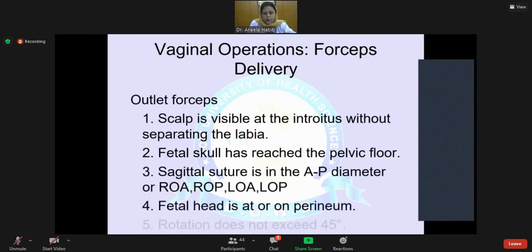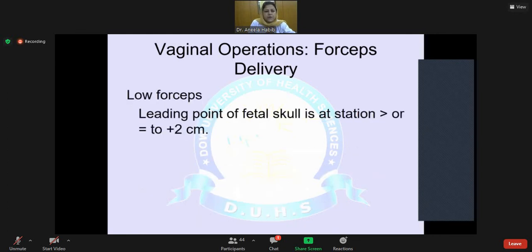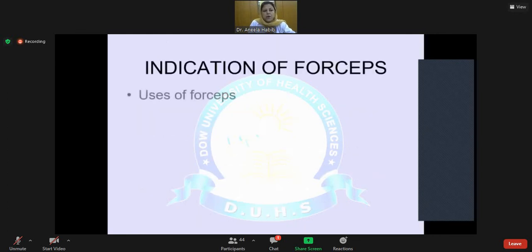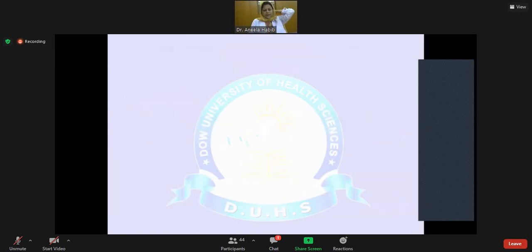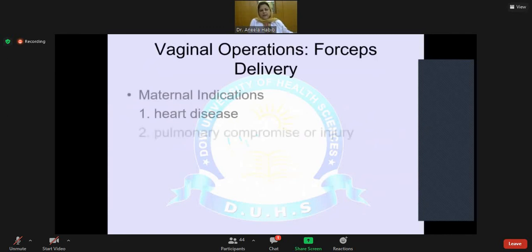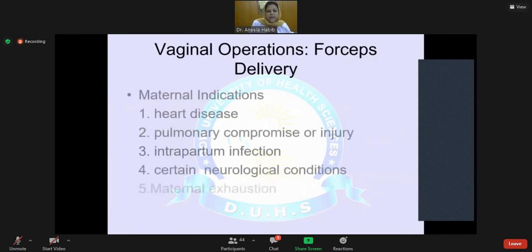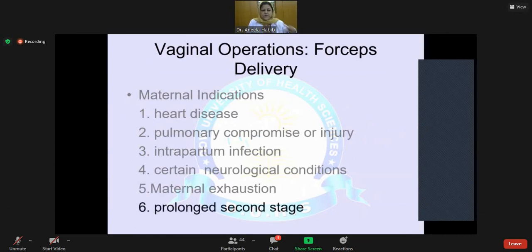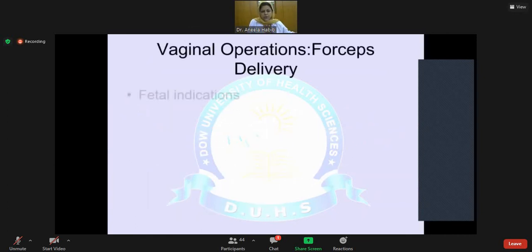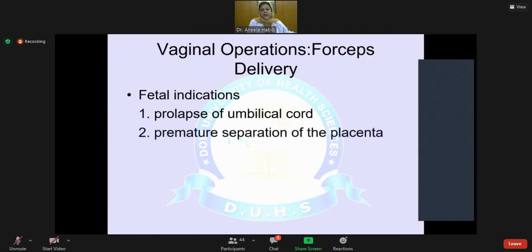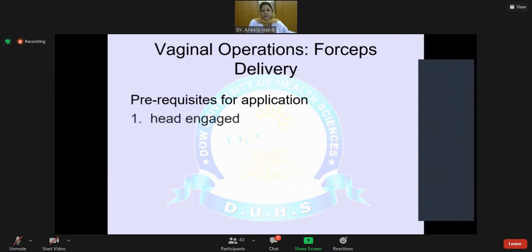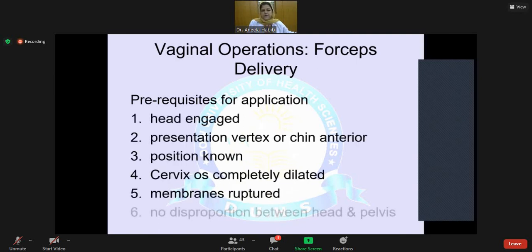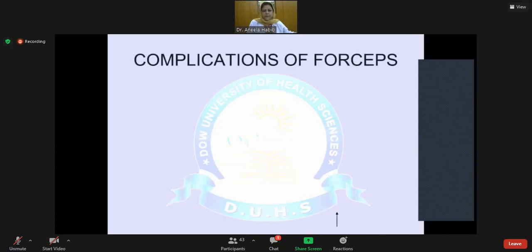When the presenting part is visible at the level of the introitus, station is +2, and all, you need to know what are the maternal indications when you are expediting the delivery and the prerequisites: heart disease, any of the pulmonary complications and any other maternal exhaustion and prolonged second stage, when you need to help the mother out to deliver the baby by forceps or the vacuum. And sometimes the fetal indications are there in which you need to expedite the delivery. Head should be engaged, membrane should be ruptured, and the presenting part should be known to you. That is a vertex, os fully dilated, membrane ruptured, bladder empty.